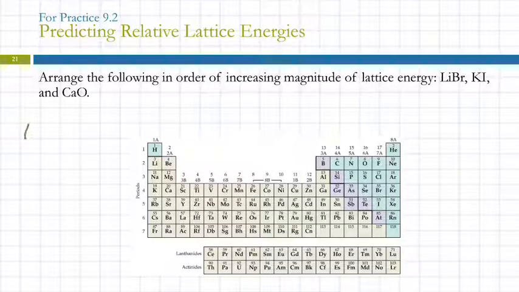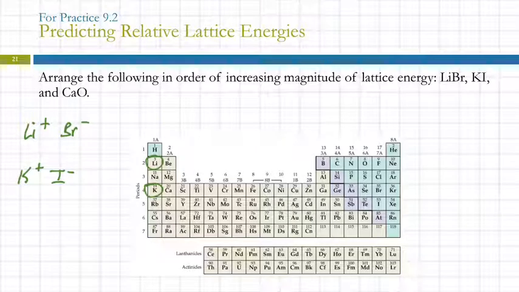So lithium bromide, we have Li plus and Br minus, and we have K plus and I minus. So the 2 things that we're looking at here are charges and ion size. Comparing these 2 compounds, the charges are the same, right? They're both +1, -1. So that's not going to have an effect. So any differences must be due to ion size. So if we compare lithium ion with potassium ion, which one's bigger?